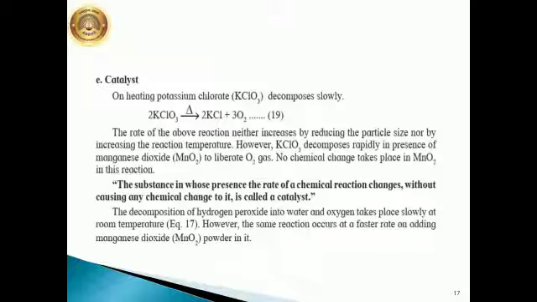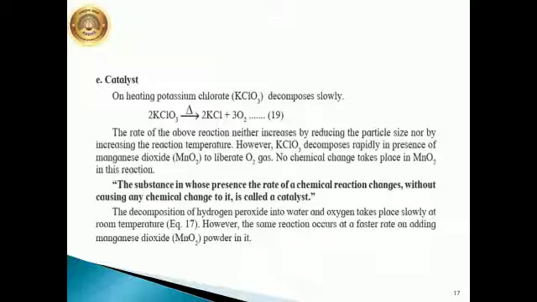No chemical change takes place in MnO2. Now manganese dioxide is the catalyst here. Here no chemical change is taking place in manganese dioxide. It acts only as a catalyst. The substance in whose presence the rate of chemical reaction changes without causing any chemical change to it is called a catalyst.